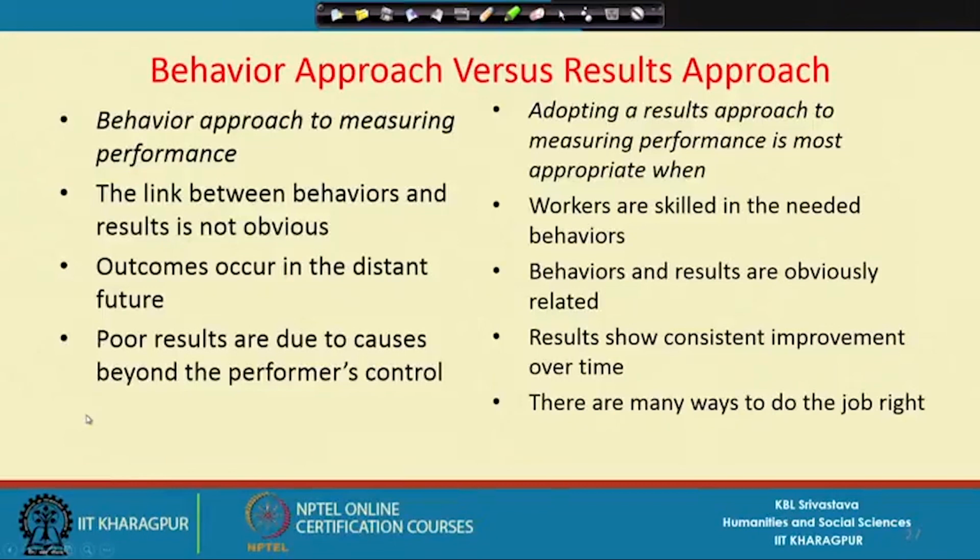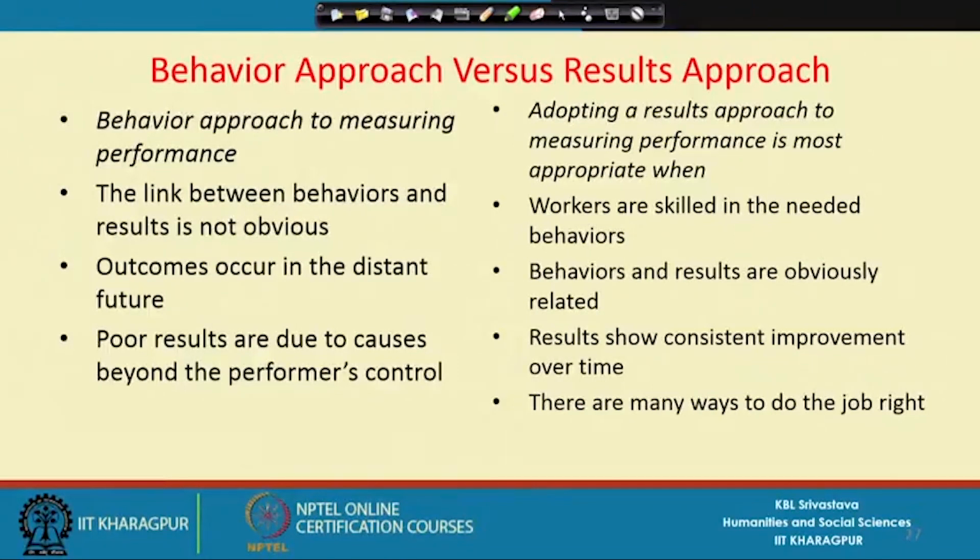Moving further, so now we say the difference between the behavior approach and the result approach. If you are talking about the behavior approach to measure performance, what happens? You try to create a link between the behavior and result, but sometimes it is not possible, because the measures of behaviors are subjective and result is objective. Okay. And if the outcome is not immediate, then how do you establish the link between the behavior and the results? And sometimes these results are the outcome which are not under the control of the employees, right.